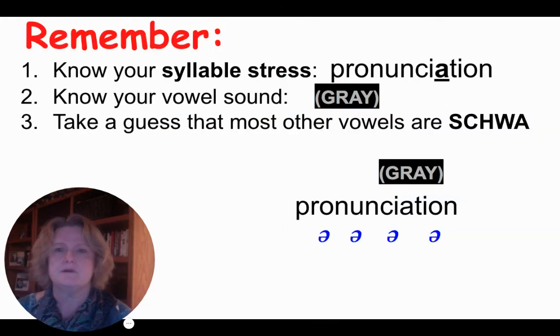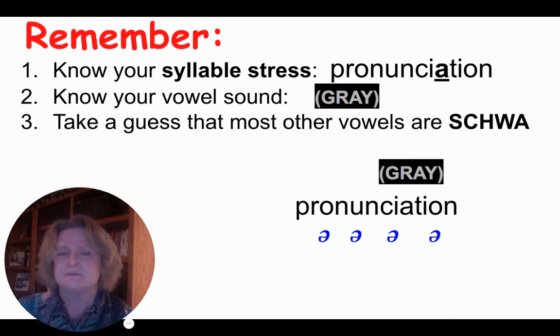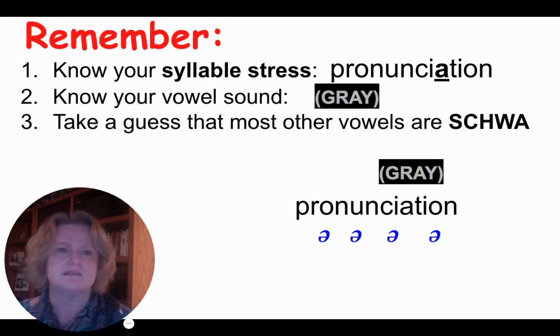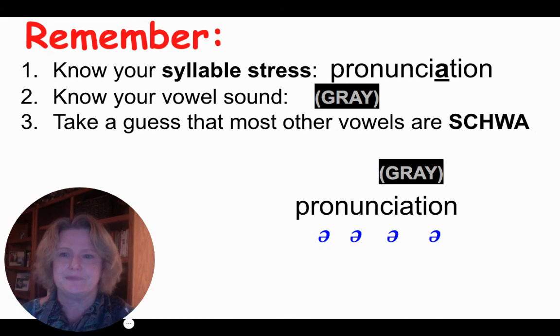So remember, know your syllable stress, and that's especially important in longer words, and that's syllable stress, the stressed vowel. You need to know what that vowel sound is. In this case, it's gray. And then take a guess that most other vowels are schwa, which is just a very strange word. For example, pronunciation. A is gray, and the rest schwa.